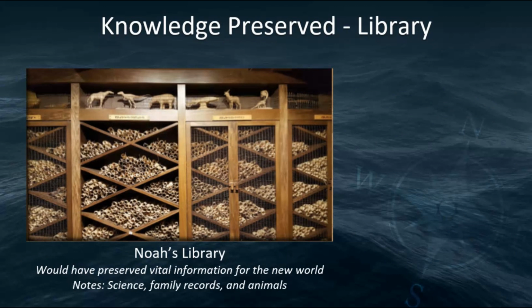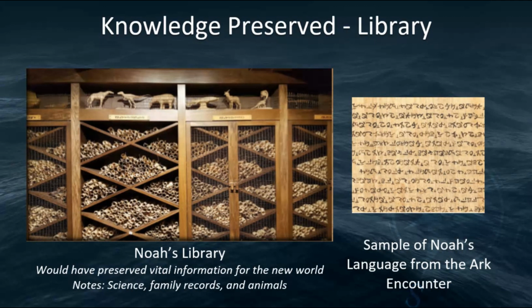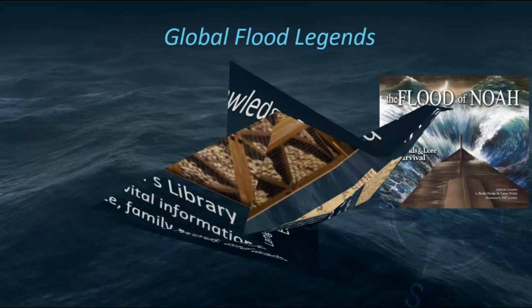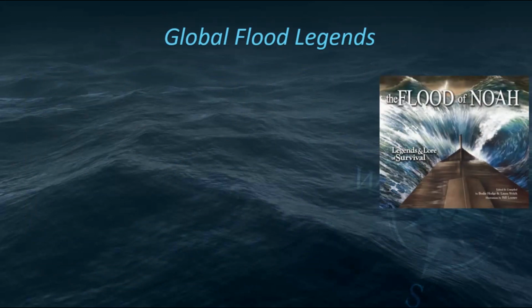They wanted to preserve knowledge. So Noah's library would have preserved vital information for the new world, and there could be notes on science, family records, and animals, which eventually got to Moses because he wrote the Genesis story. Here is a sample of Noah's language from the Ark Encounter, saying that he had a language. Of course, they only spoke one language back then, so they wanted to preserve the knowledge and science from his day to when they got off the ark. So that's kind of the end of Noah's family and how they took care of the animals in the ark.